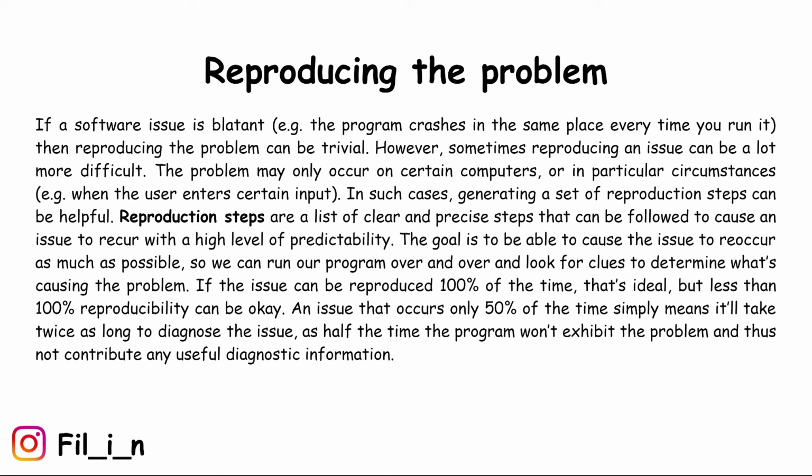Reproduction steps are a list of clear and precise steps that can be followed to cause an issue to recur with a high level of predictability. The goal is to be able to cause the issue to reoccur as much as possible, so we can run our program over and look for clues to determine what's causing the problem. If the issue can be reproduced 100% of the time, that's ideal, but less than 100% reproducibility can be okay. An issue that occurs only 50% of the time simply means it'll take twice as long to diagnose the issue, as half the time the program won't exhibit the problem and thus not contribute any useful diagnostic information.